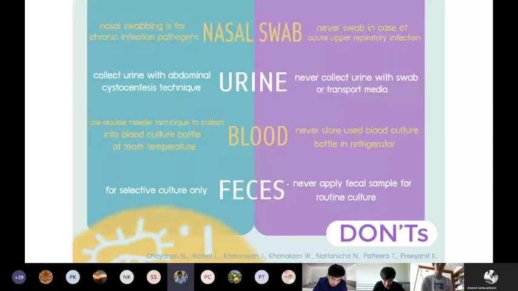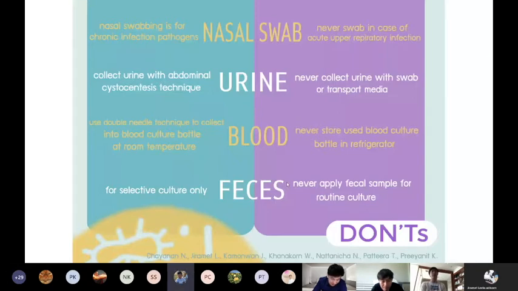The recommendation is about 30 minutes, but that is ideal, because sometimes we are in the hospital or an outside clinic and we have to send the sample to the laboratory. The maximum the sample can be stored is about 24 hours. If it is more than 24 hours, we should reject it. And the thing that we must not do is never collect urine with a swab or transport media.